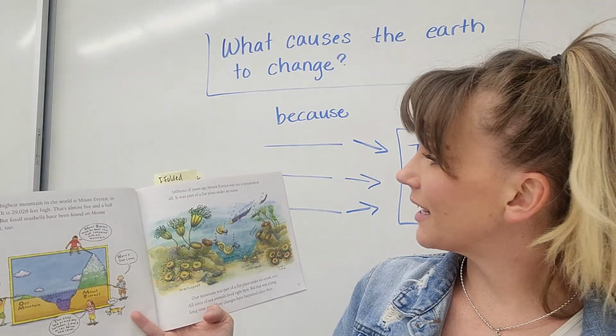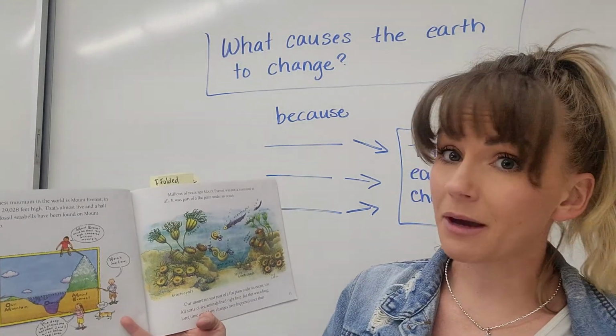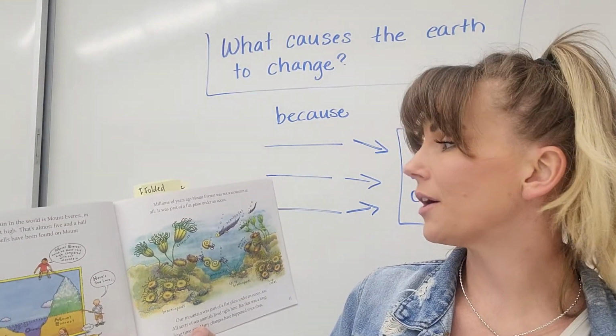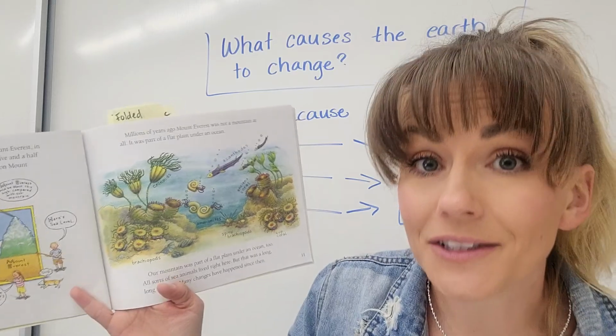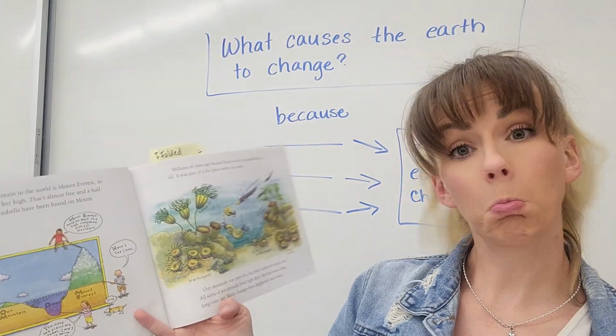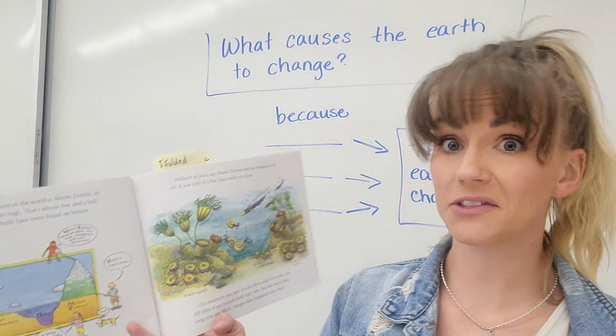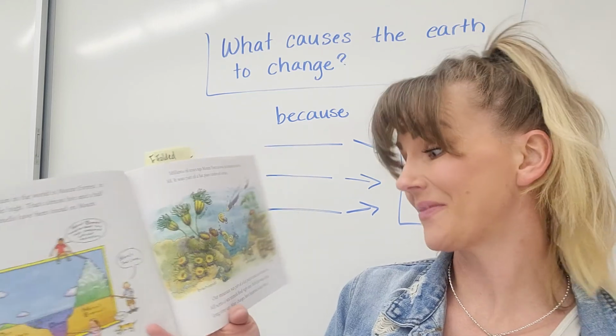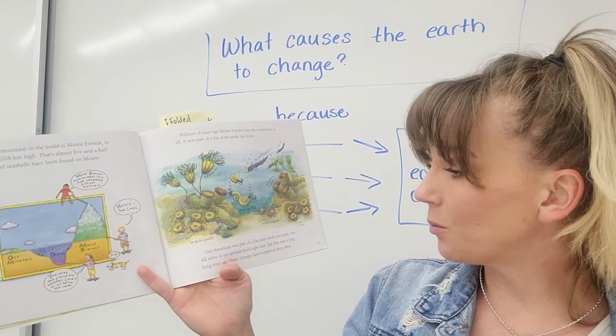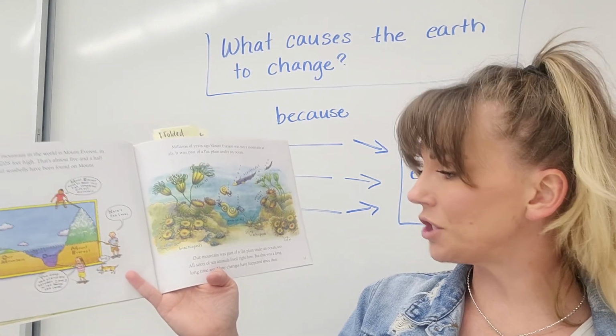Millions of years ago, Mount Everest was not a mountain at all. It was part of a flat plain under an ocean. Well, that's sort of like what we learned about last week. Let's keep reading. Our mountain was a part of a flat plain under an ocean too.